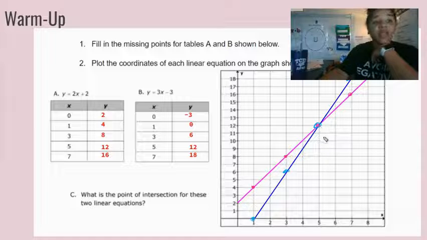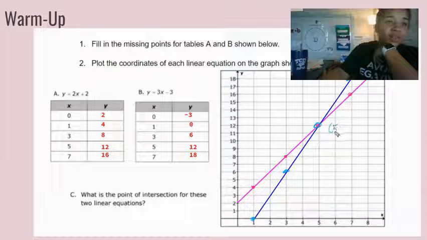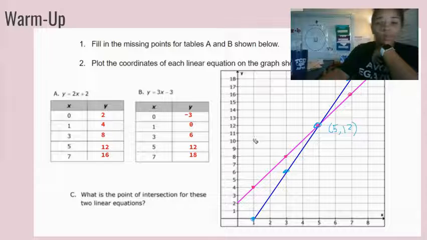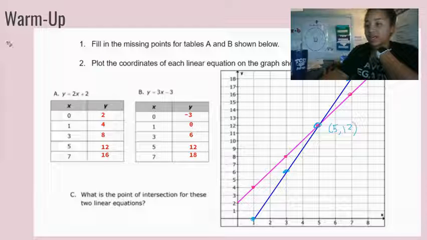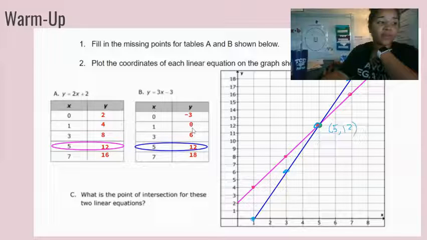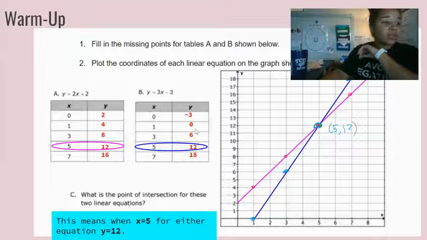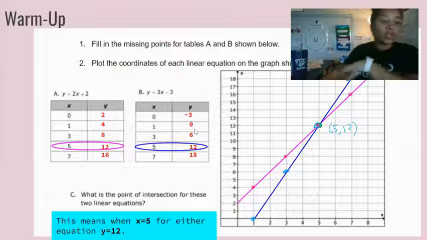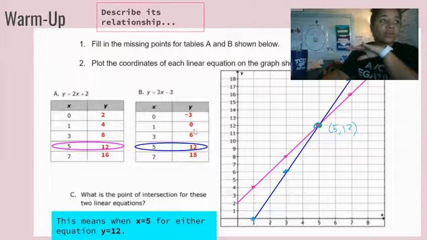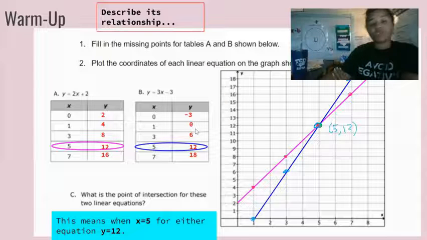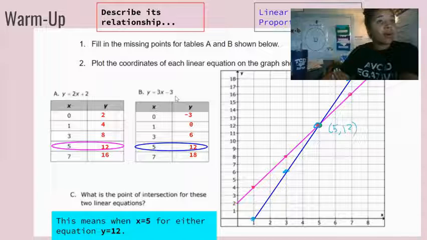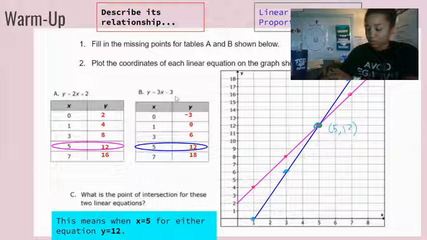As you see, these points intersect at 5 and 12. We also see that on the table. If you look on the table, you can see that these both intersect at 5 and 12. So what is the point of intersection for these two linear equations? This means when x equals 5 for either equation, y equals 12. Both of these relationships are going to be non-proportional because we have our y-intercepts here. So they both represent linear and non-proportional relationships.